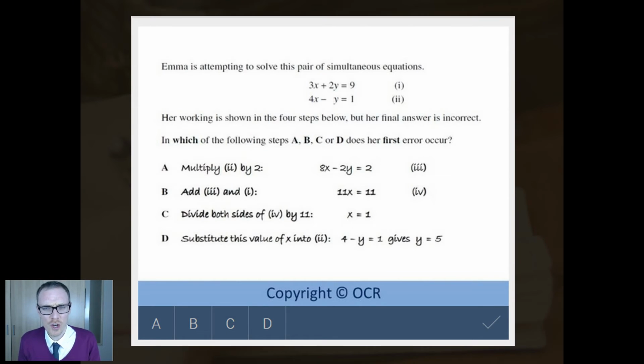Here's an alternate way of doing it though. Very, very clever question this. I really like it. So presenting students with a pair of simultaneous equations, presenting them with a solution and saying, where does the first error occur? So a similar process, but gets it done in one question. I like that as well.